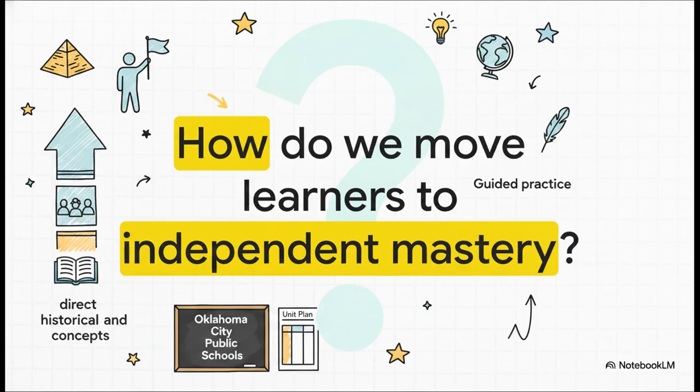So, here's the fundamental challenge we literally all face in the classroom. How do we actually move young learners from simply sitting through direct instruction to really achieving independent mastery? Specifically, how do we take complex historical and cultural concepts and make them accessible to third graders without completely overwhelming them? Today, we're going to look at a highly structured unit plan from Oklahoma City Public Schools that does exactly this, answering this exact question brilliantly.